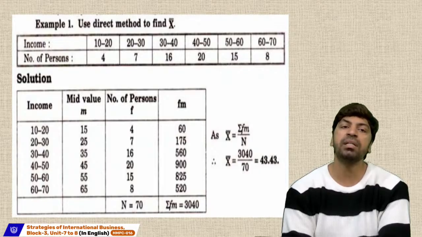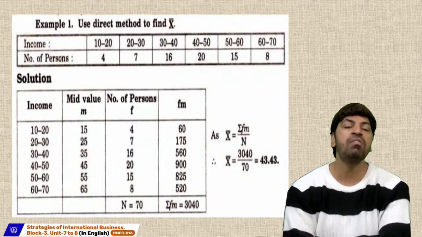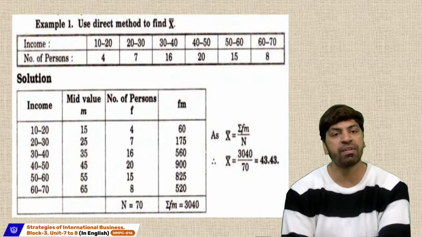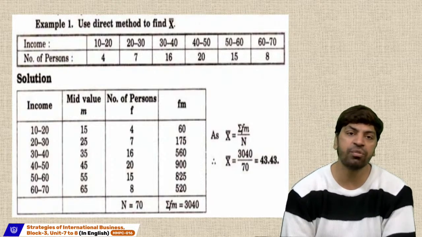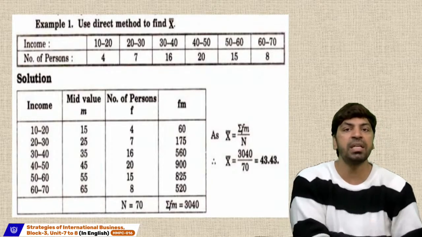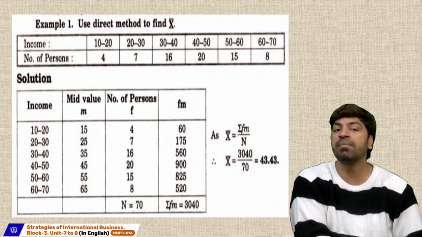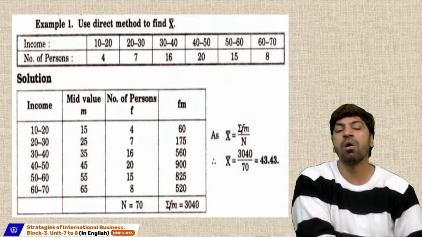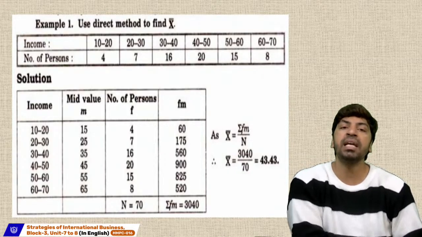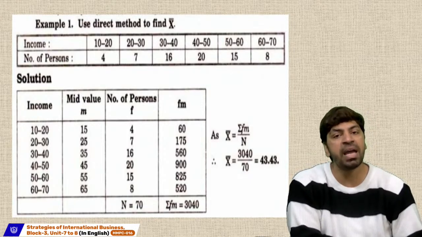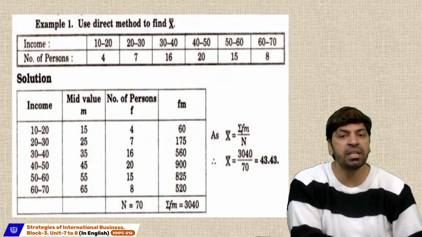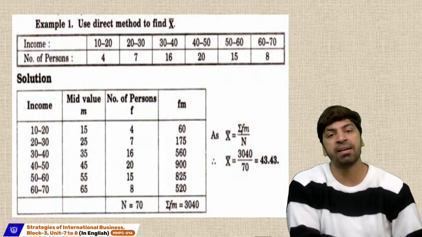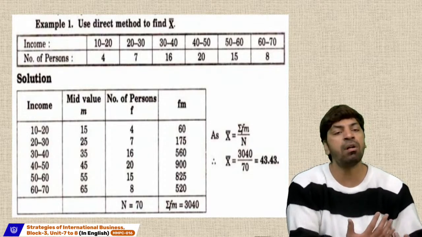20 plus 30 by 2 is 25. 30 plus 40 by 2 is 35. 40 plus 50 by 2 is 45, and so on. The number of persons, the frequency, is already given to you: 4, 7, 16, 20, 15, and 8. The next step is to calculate the fm, because the formula of mean is sigma fm by sigma f or N. Sigma f is 70, but we need to calculate sigma fm. f is already given, m is already calculated.